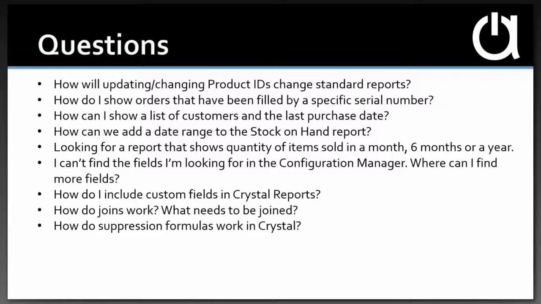See, how can I show orders that have been filled by a specific serial number? Currently, there's not a report that will do that for you. However, the data is there. Acctivate has what it calls an inventory transaction detail table, and pretty much anything that happens with inventory hits those tables, and we're able to go and look at that.